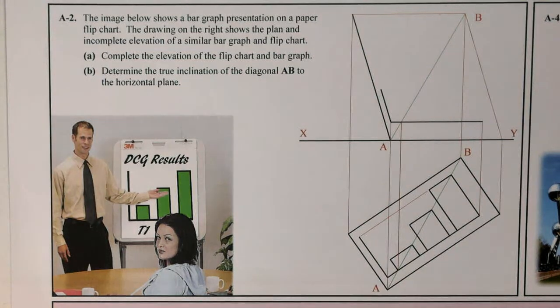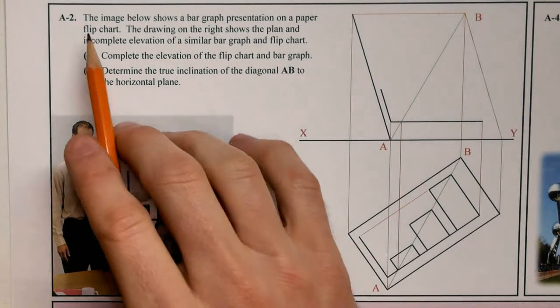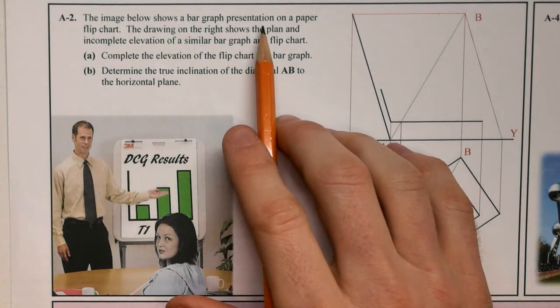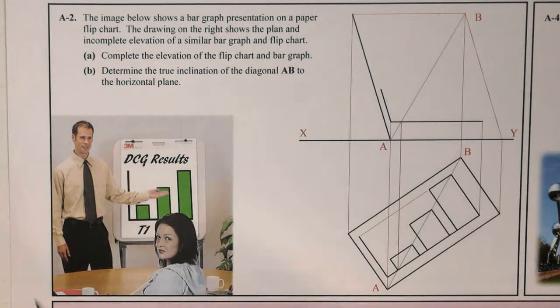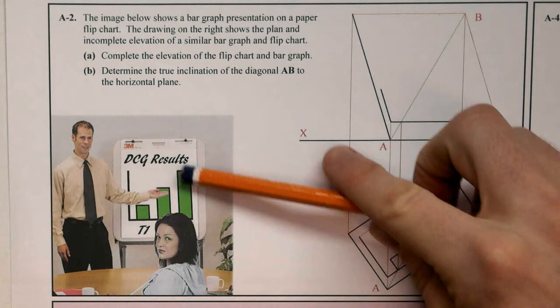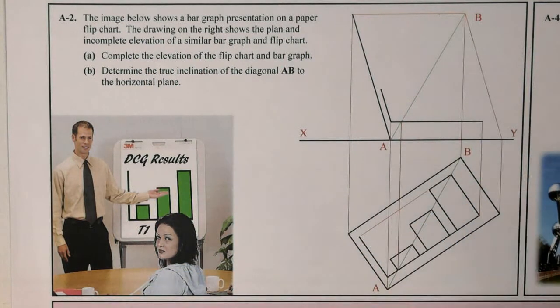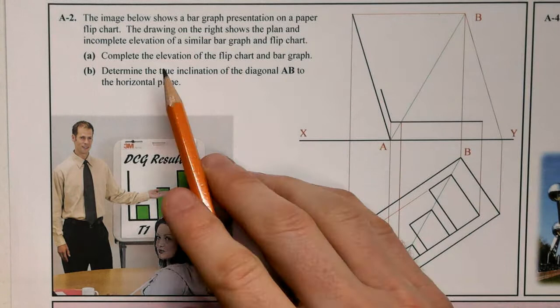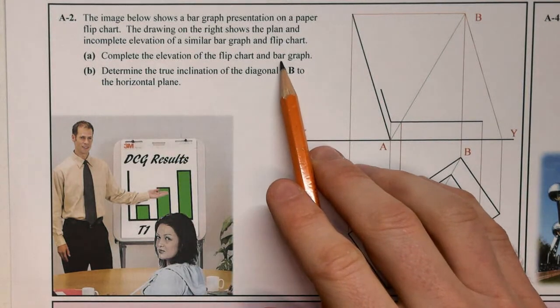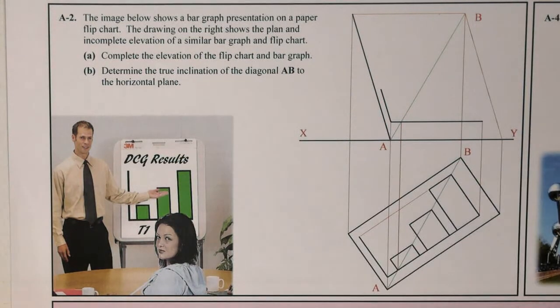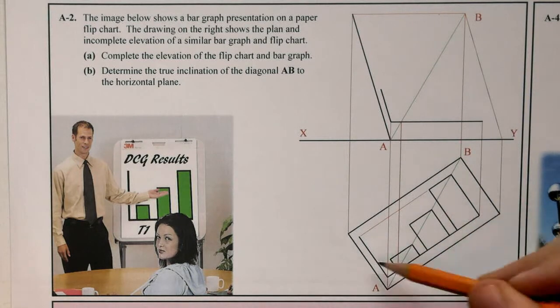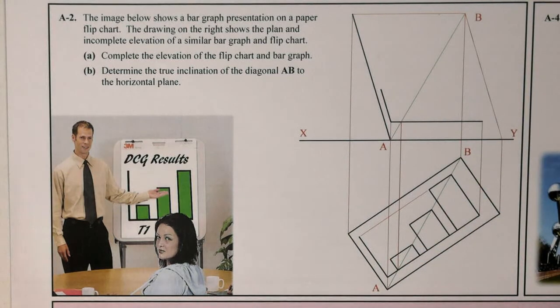So welcome to 2016 question A2. The image below shows a bar chart presentation on a paper flip chart. Okay, so here we have our bar chart. The drawing on the right shows the plan and incomplete elevation of a similar bar chart or graph and flip chart. Complete the elevation of the flip chart and bar graph. So we want to locate everything here up in our elevation.